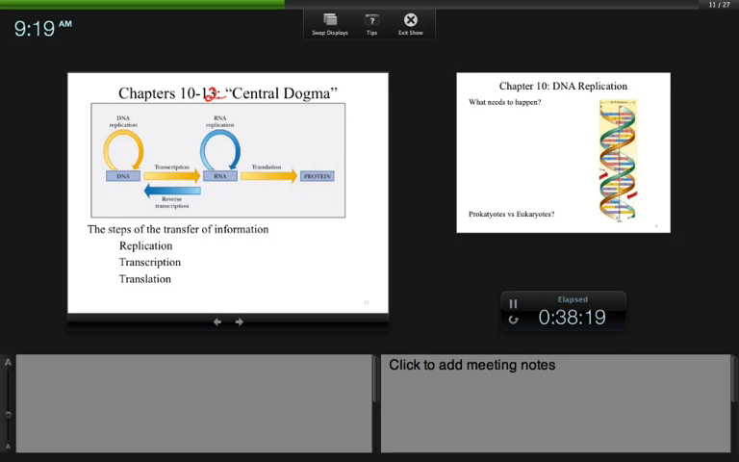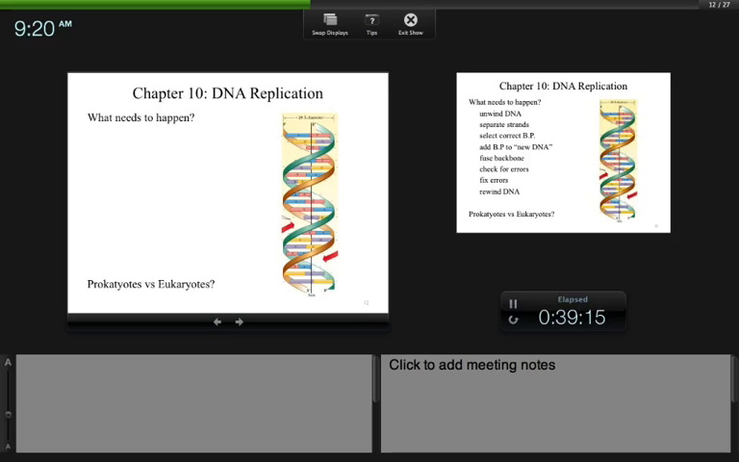Chapter 13 is looking at all the experimental ways that we could mess around and do this kind of stuff, which we won't talk about in the lecture, and if we have a lab on it, we'll talk about it in the lab. Okay? But those are our primary categorizations for those chapters. So we're going to take a look at replication. So just in general, what needs to happen?